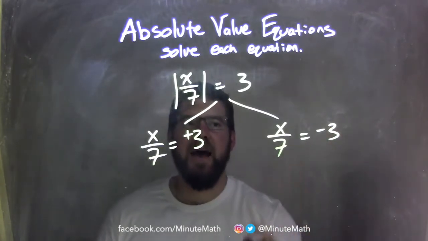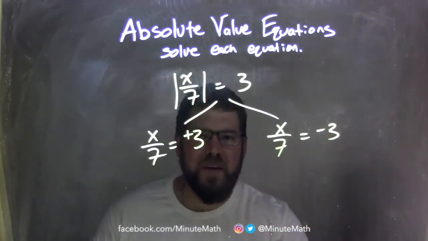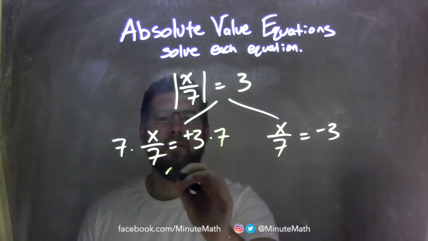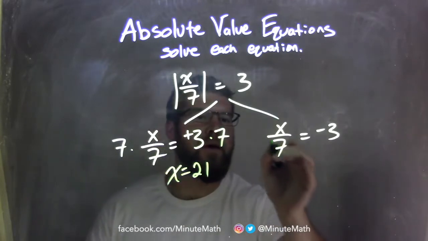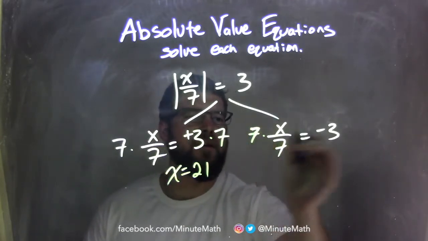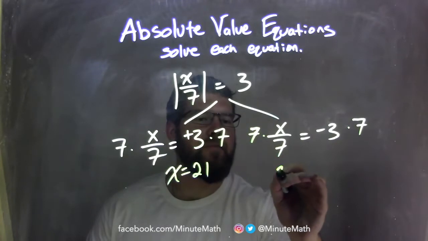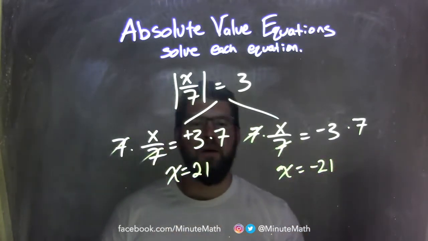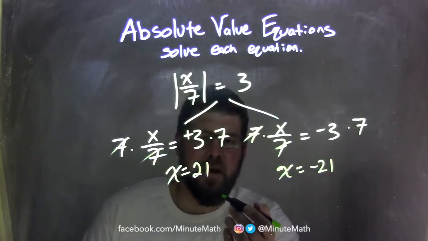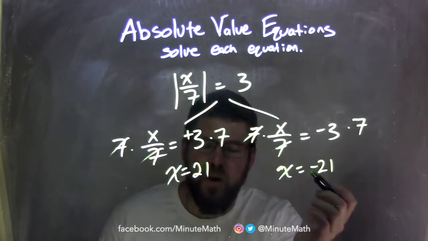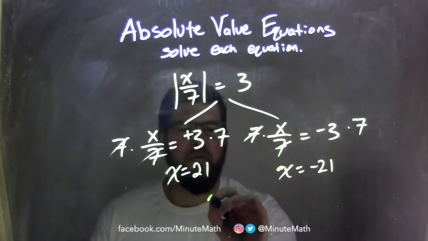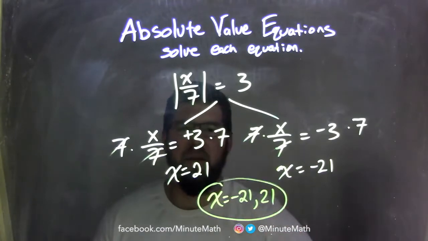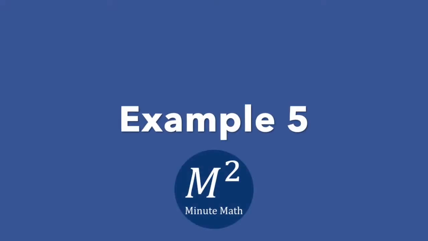Okay? Now that they're separated, I'm going to solve each equation individually. I'm going to multiply both sides by 7 here. And I'm left with x equals a positive 21. And again, multiply both sides here by 7 in the right equation, leaving me with x equals a negative 21. Remember, the 7's here will cancel. And so when I write my final answer here, okay, I have x equals 21, x equals negative 21. I'm going to write from least to greatest. So I'm going to have x equals a negative 21 and a positive 21. And there we go. That's my final answer.